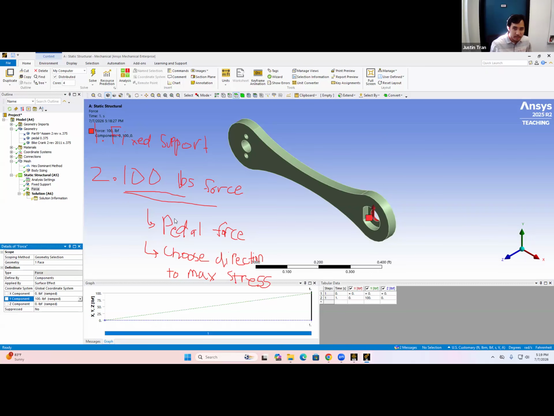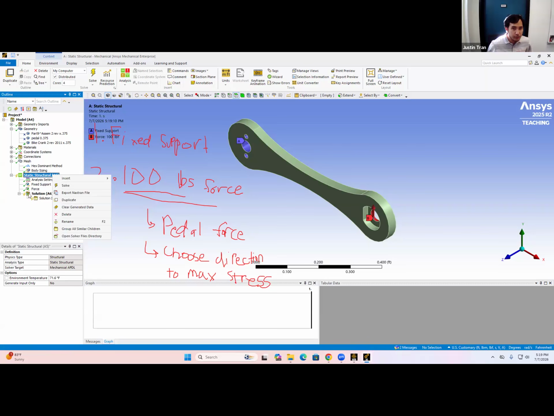It kind of seems like everyone's figured this out. Just to summarize what I did here, and remember to add boundary conditions, you're going to right click on Static Structural A5 and insert. We inserted two boundary conditions.